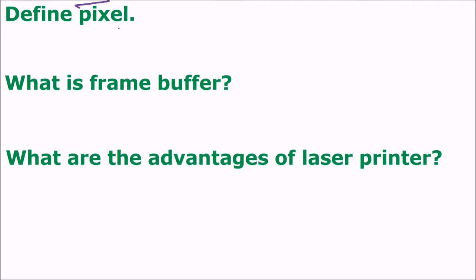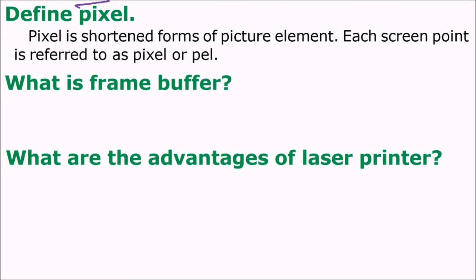Define pixel. What is a pixel? Pixel is a short form of picture element, and each screen point is known as a pixel or a pel.